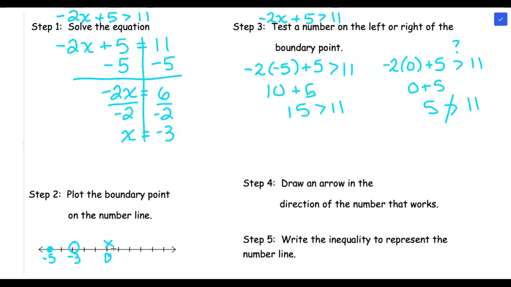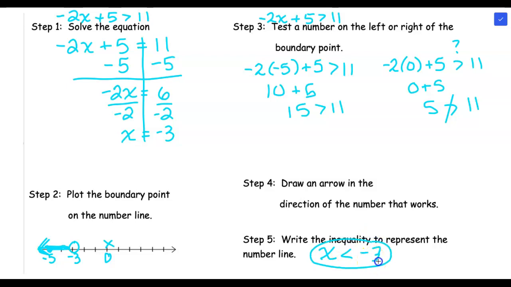So then next I'm going to draw an arrow in the direction of the number that works. So it looks like over here negative 5 worked but 0 didn't. So it looks like these numbers that are less than negative 3, all the numbers to the left of negative 3. So I write that on my number line, and then my final step is to write the inequality that represents this number line. So it looks like I have x is less than negative 3. That's all the numbers that work in this situation.